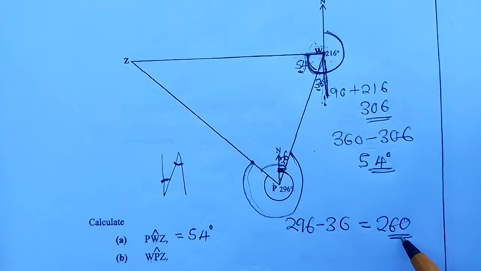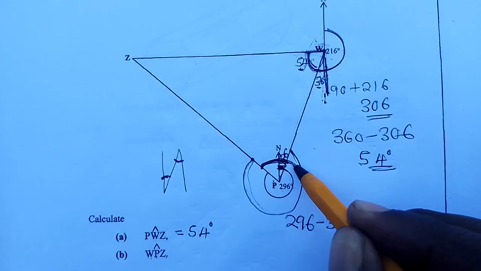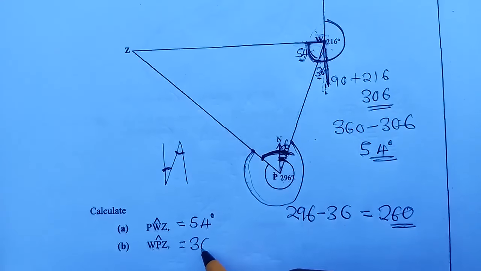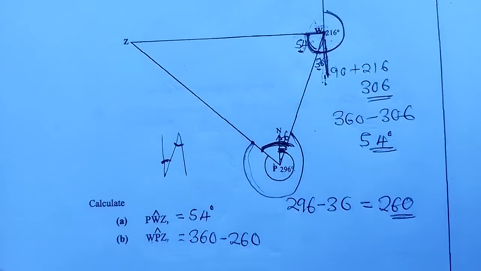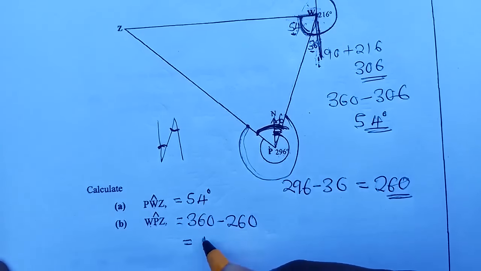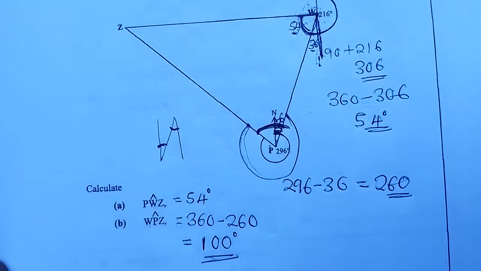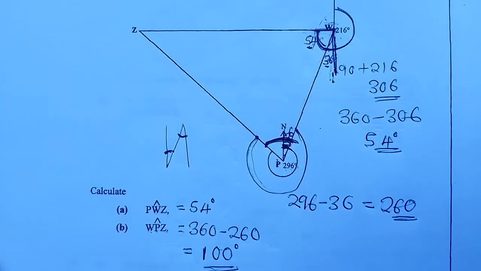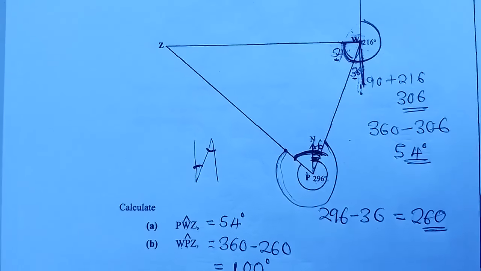So for me to find that angle that is there, I just need to say 360 minus 260. So there, what is the answer? If I do that, I'm going to get 100 degrees. That's your answer. That's how you need to work out that one. Have you seen? That's how you need to work out that one.